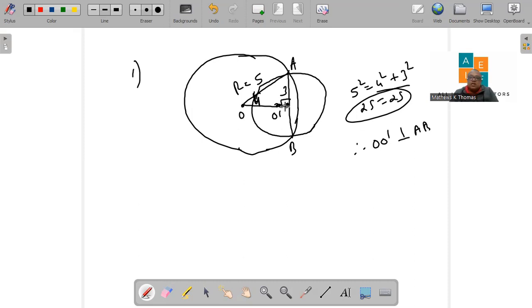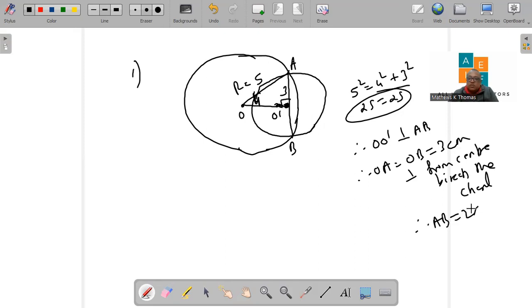So this is 90. If this is 90 degrees, then we have applied the theorem that a perpendicular from the center bisects the chord. So for AB, this is a chord and the perpendicular bisects the chord. Therefore we can say OA and OB are equal to 3. The perpendicular from the center bisects the chord, and therefore the length of AB will be 2 multiplied by 3. So the AB value will be 6.